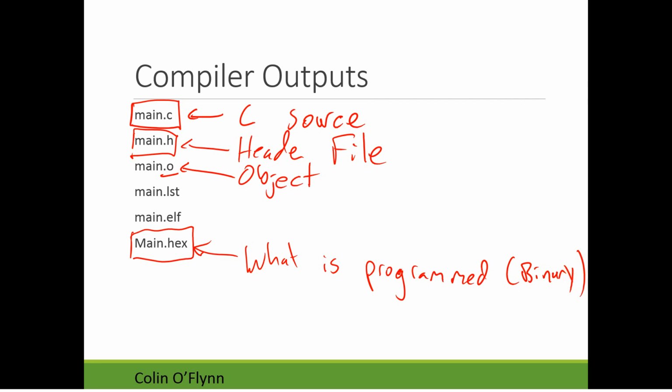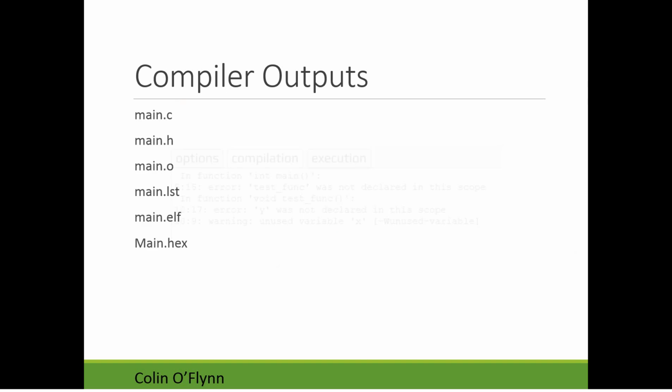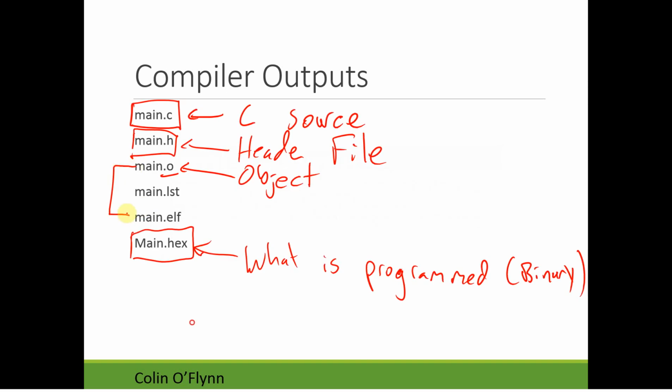To generate that, it creates some other files. These object files are individual files that have some of the code in them. It combines all of them into what's known as an ELF, which is just its own internal format, before generating this hex file that we need.